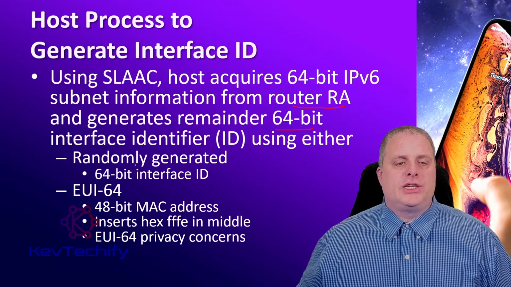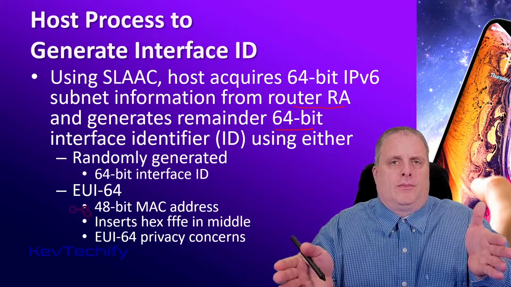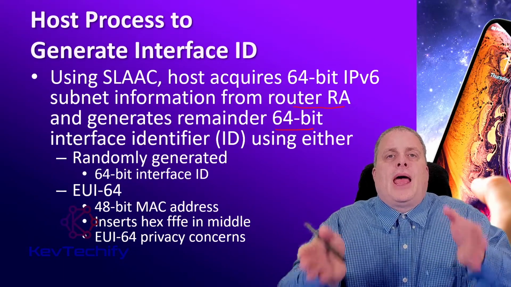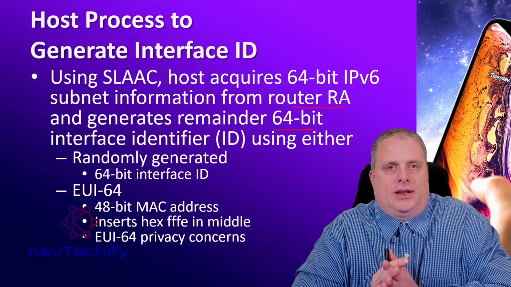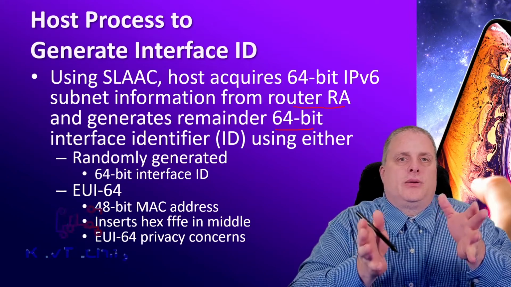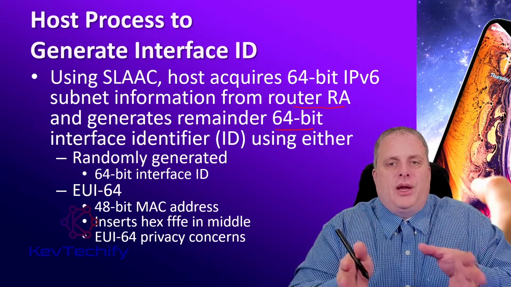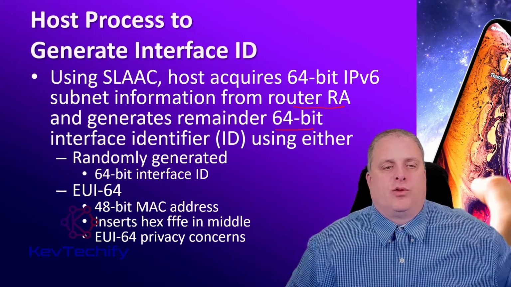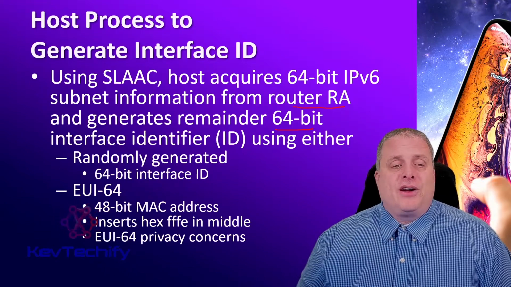One is a randomly generated 64-bit. Once again, our IP version 6 address is 128 bits long. Almost all networks in today's world use half of that as the network portion, half of that as the unique identifier portion at the end. The network portion is set by the administrator or generated on the router. And so it gets that information from the router advertisement, but also it gets information on how to generate that remainder 64 bits. Now, to generate that interface identifier, there's two methods.